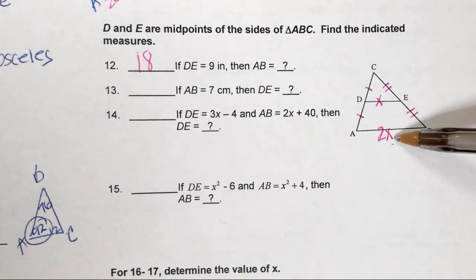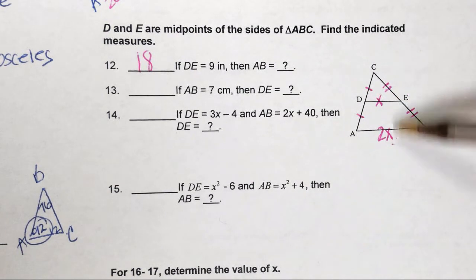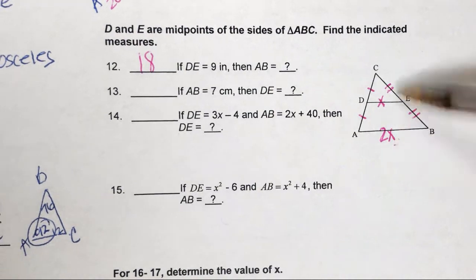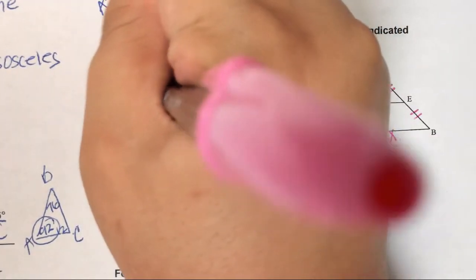If AB is 7, what's DE? Well, if this is 2x, then how do I get here? I got to go backwards and divide, so that would give me 3.5.